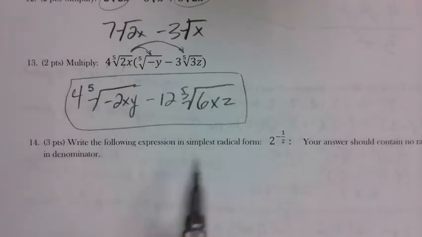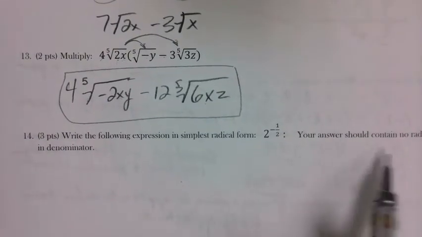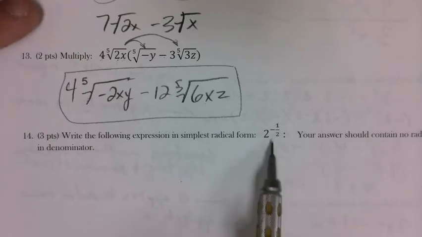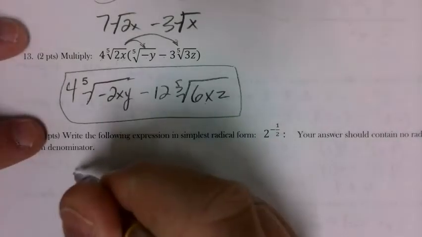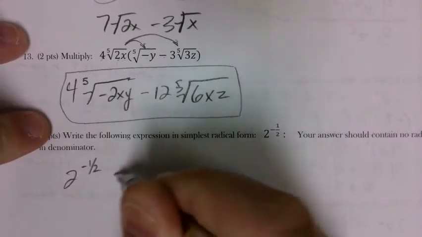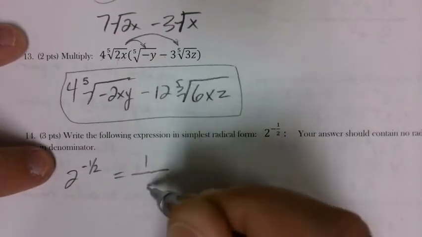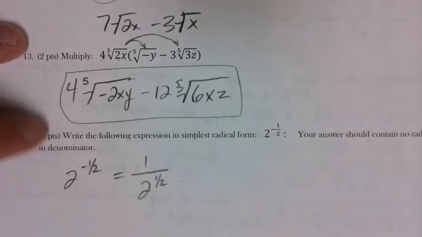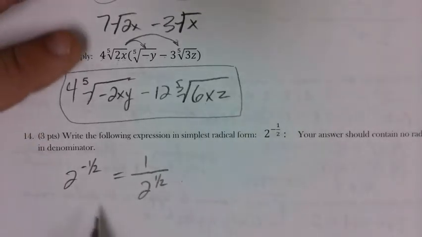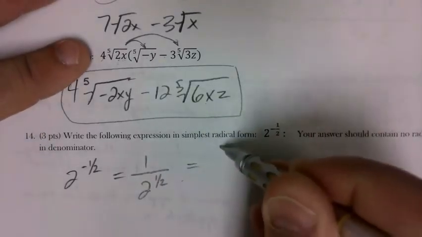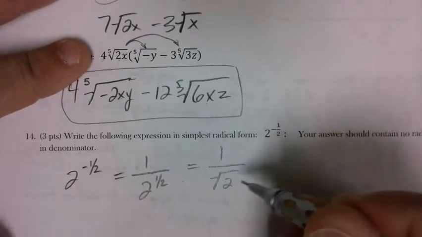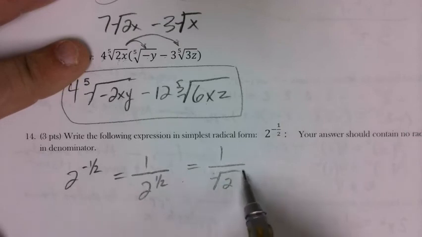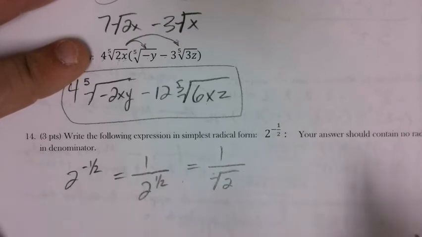Okay, write the following in simplest radical form. Your answer should contain no radicals in the denominator. 2 to the negative 1/2. Well, the negative tells me it's going to be in the denominator, like that. Okay, the 1/2 tells me it's a square root because the index is 2 and the power is 1. So there's the 2 and there's the 1. Notice I didn't have to write either one of them down.